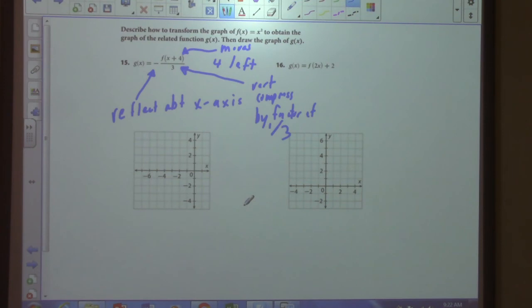So what is that going to look like? I guess before reflecting, we have to see what happens. So we move 4 left, right? Is that right, Randy? Yes. So let's move our vertex 4 to the left here. 1, 2, 3, 4. It goes right here. There it is. So here's our new vertex, and we are reflecting down, so it's going to go like this, right?